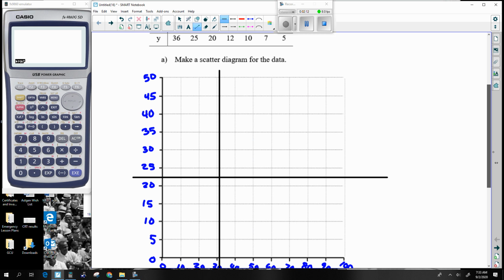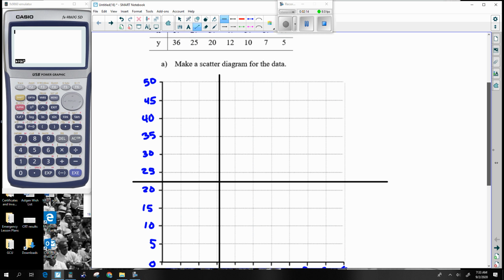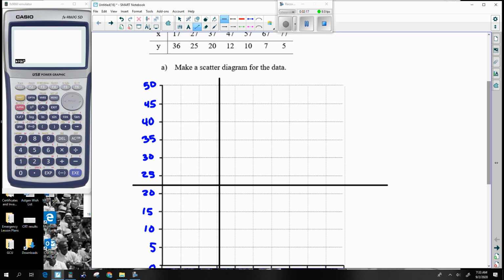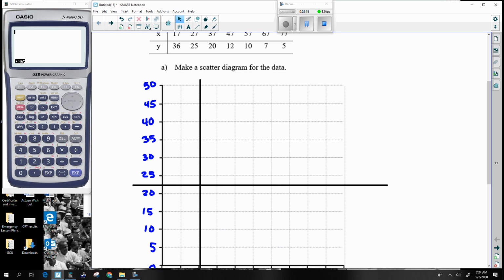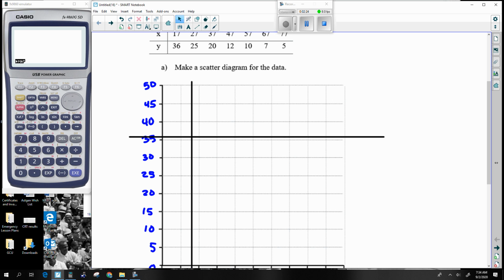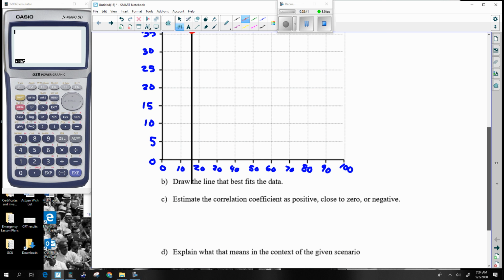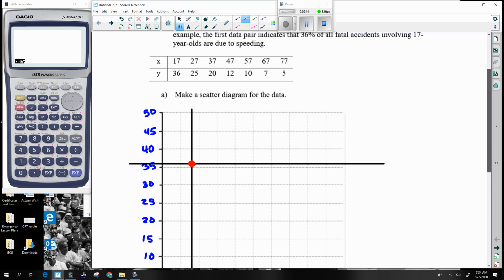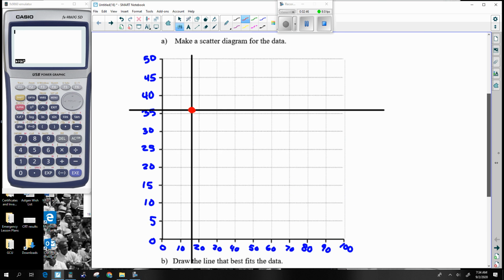So the first spot is at 17, 36. Hard to get both of them in there in the same picture. So this would be 17, right around here, 36. It's about there-ish. Let's make it in red. 17, 36. We'll check that I got the bottom right. Yeah, so 17, 36. The next is going to be 27, 25.